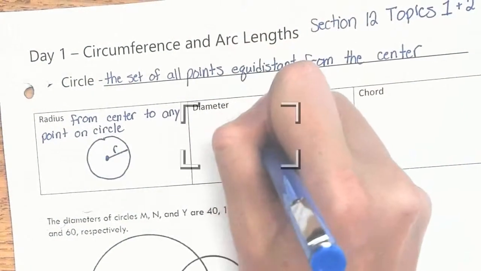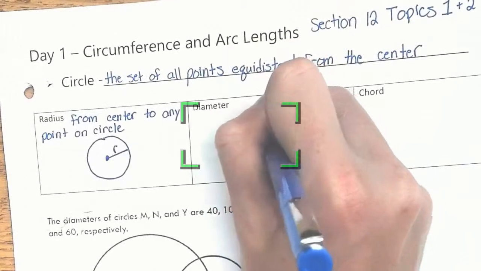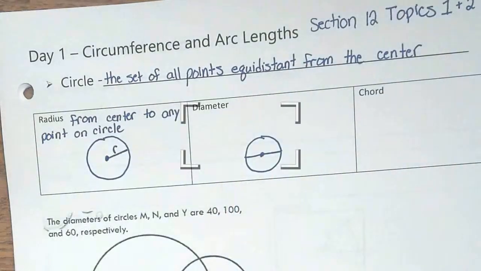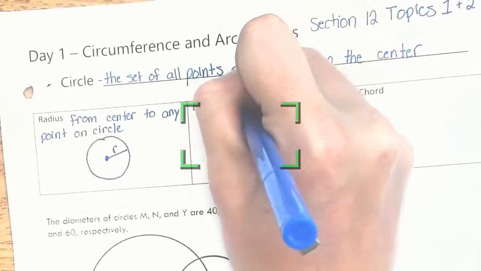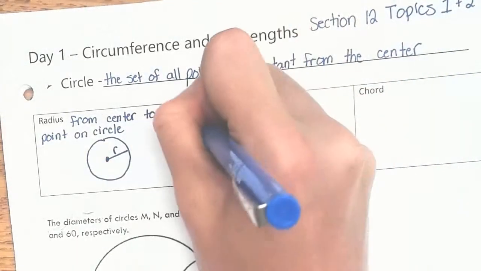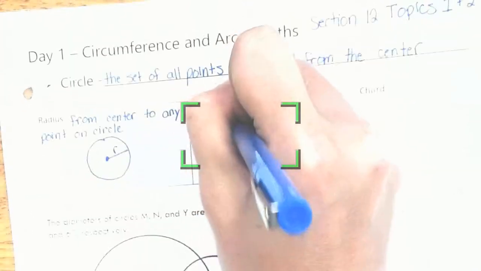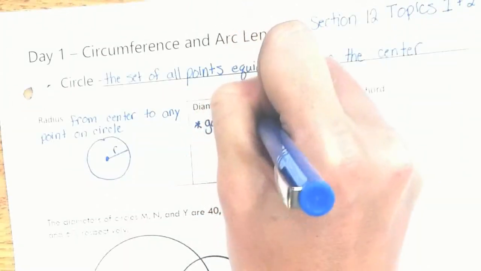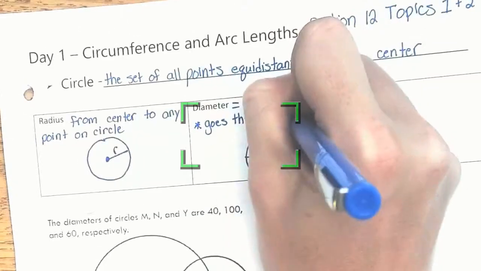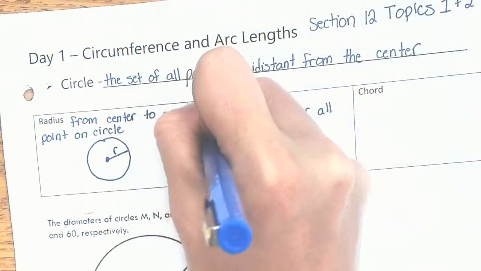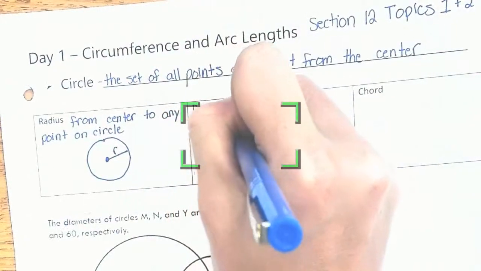The diameter is all the way across. So it's equal to 2 times the radius. It goes through the center. And it goes all the way across.